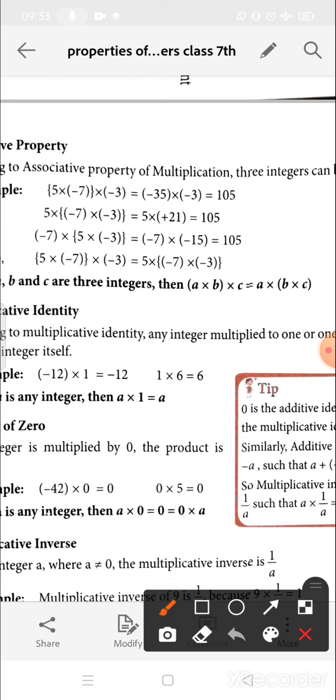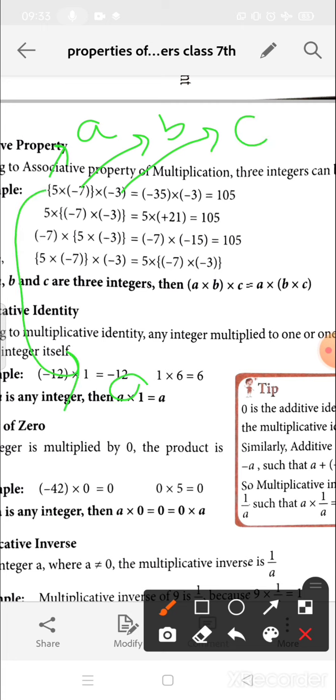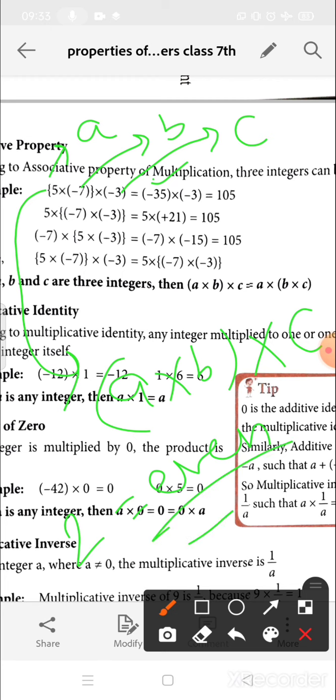For example, let a be 5, b be minus 7 and c be minus 3. So in our first case, what do we have? We have a cross b in curly brackets and then c. Clear? So after solving, 5 sevens are 35, and due to one minus sign, 35 also has a minus sign. Multiplied by minus 3, there are 2 minus signs, and because 2 is even, their result is positive.